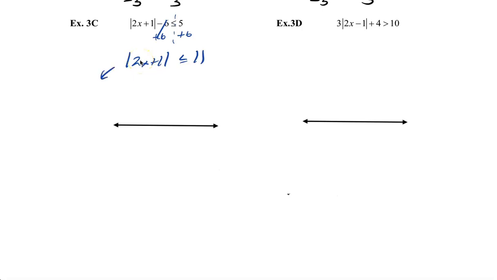Keep one the same: 2x plus 1 is less than 11. It is a less than statement, so it's an "and" statement. And then 2x plus 1 is greater than or equal to negative 11.